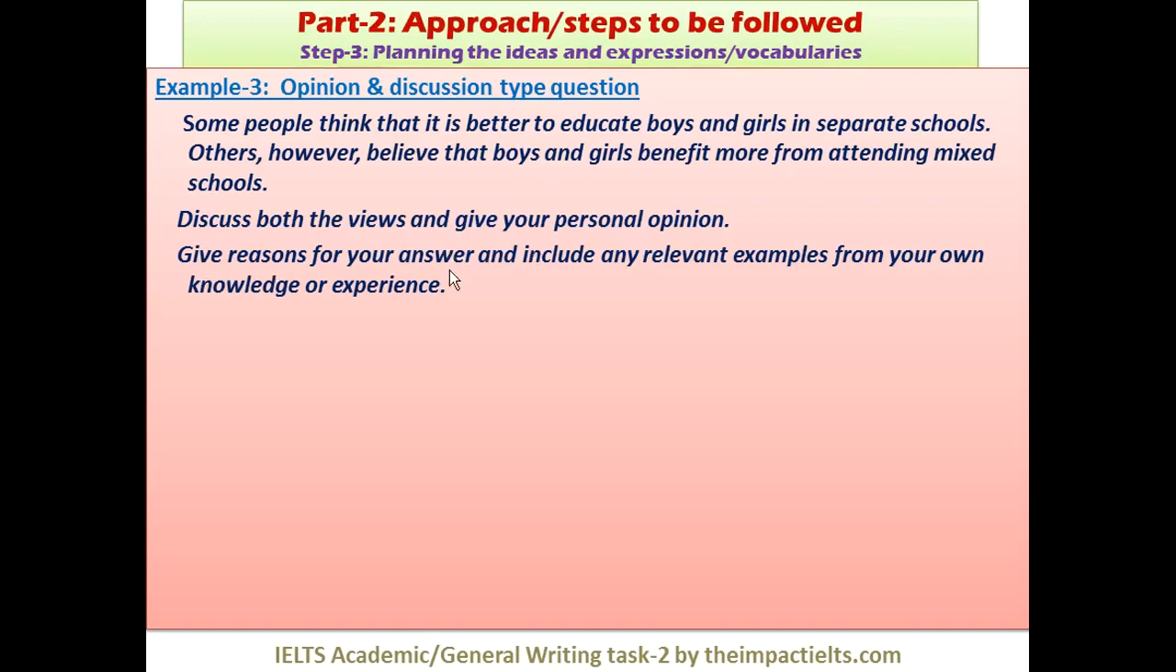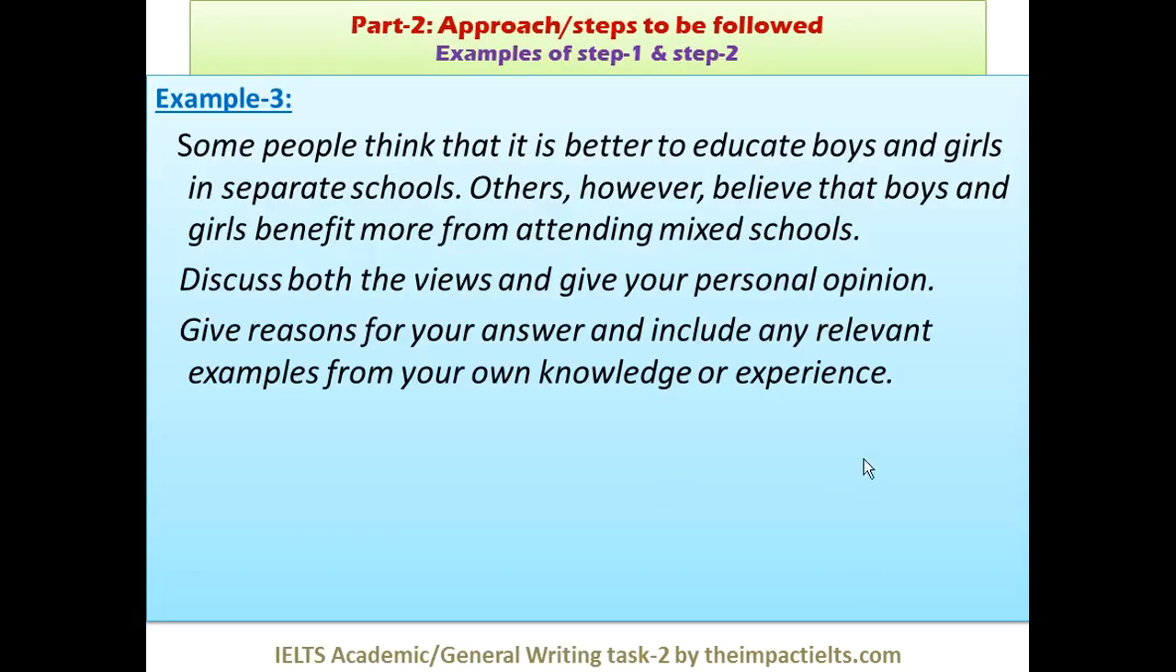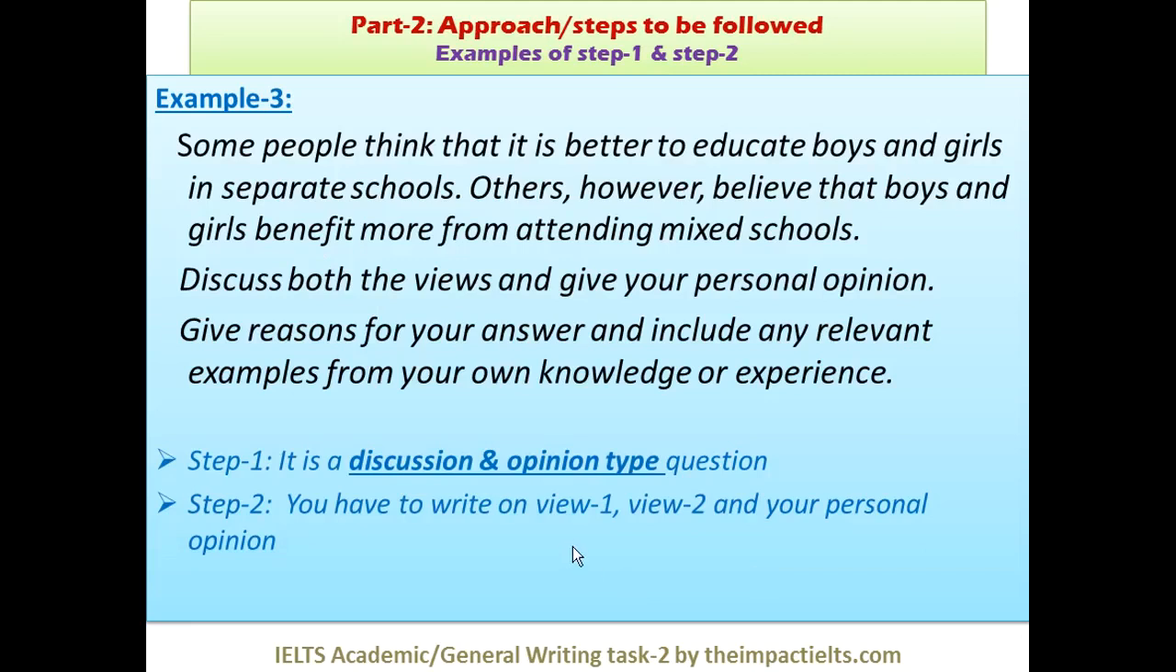Okay, we have already taken two steps in it. Let me see what two steps we have taken so far. The first one is it is a discussion opinion type. Discuss both the views and give your personal opinion. You have to write on view 1, because it has got two views, view 2, and your personal opinion. So what you have to plan here is just view 1 and view 2.